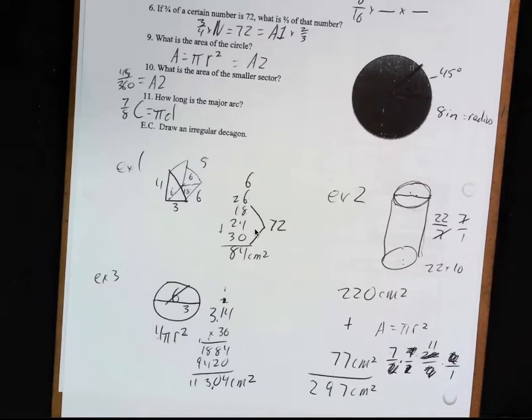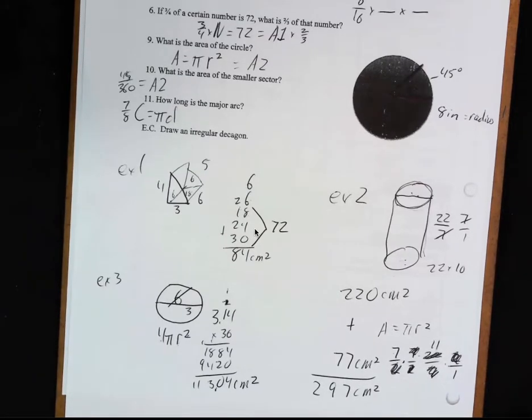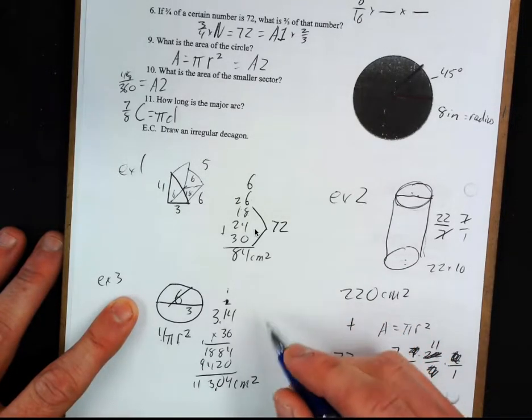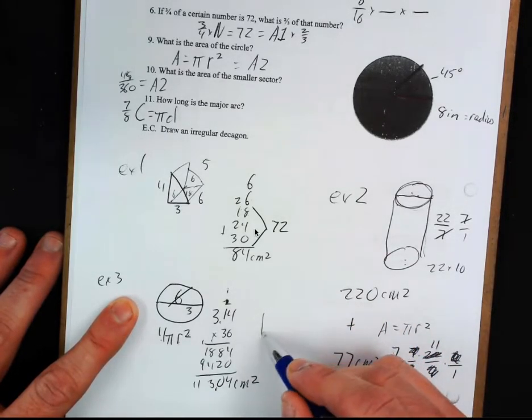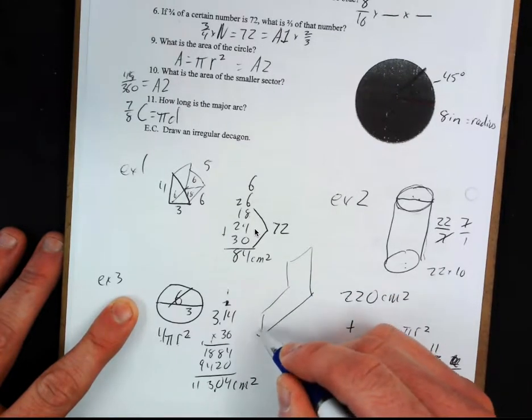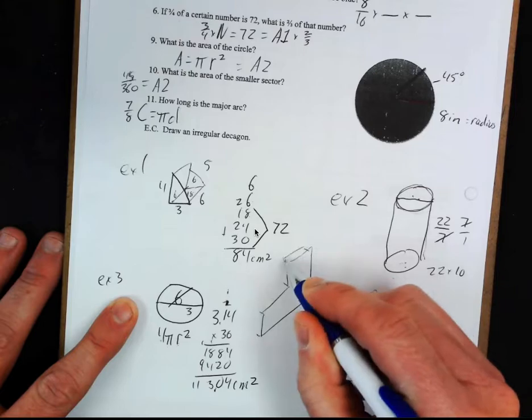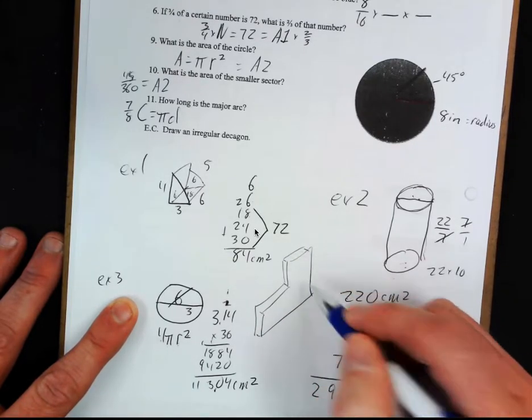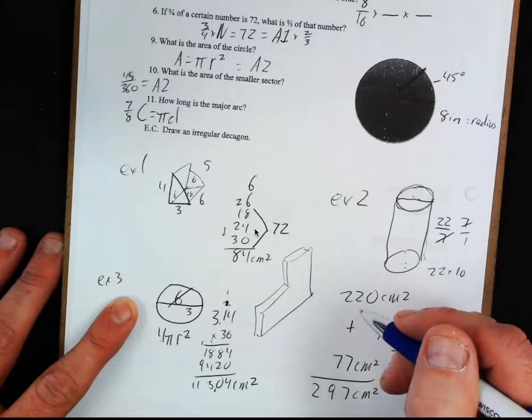Last but not least, woo! It says example 4, find the total surface area of this figure and the units are in centimeters. I'll see if I can draw this thing. Okay, so you got something that kind of looks like that, guys.